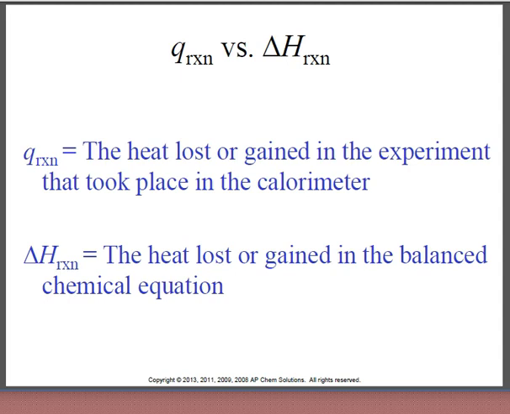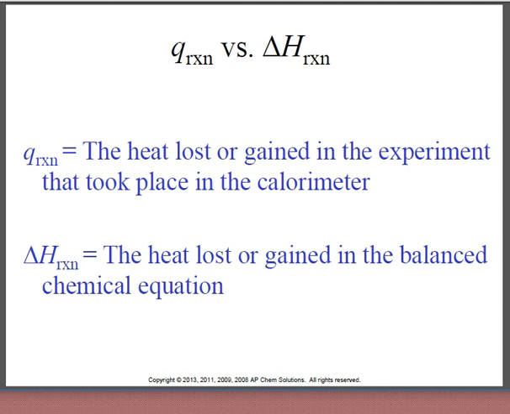So how is Q different from delta H? The Q value tells us the heat that was lost or gained in that experiment in that calorimeter. If you change those conditions, you could get a different Q value. So it's for a specific experiment. However, the delta H value shows us the heat lost or gained in the balanced equation.